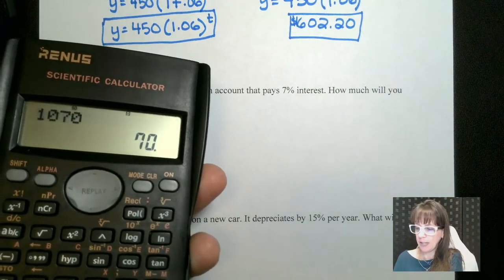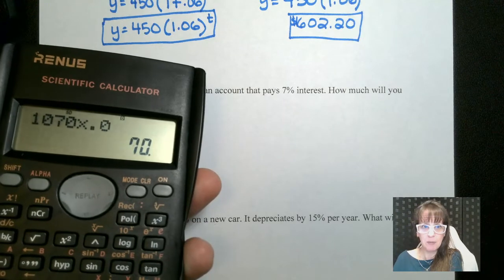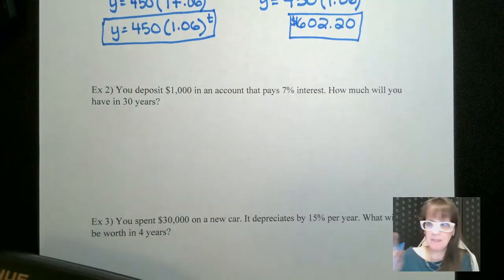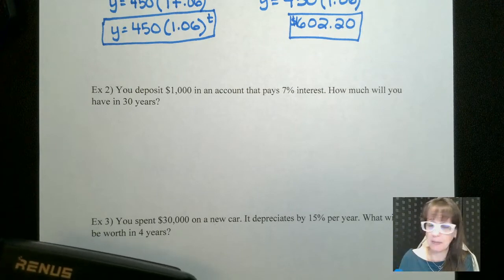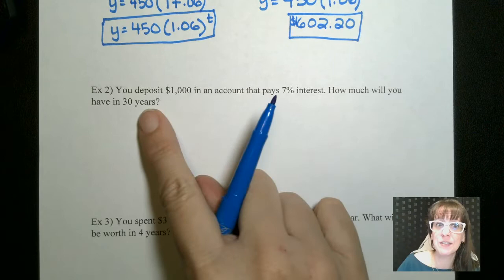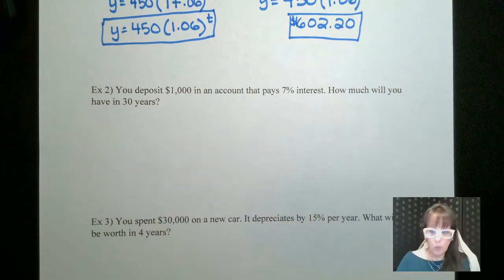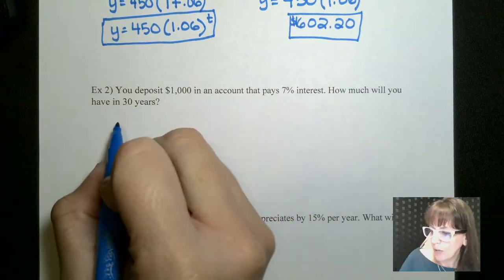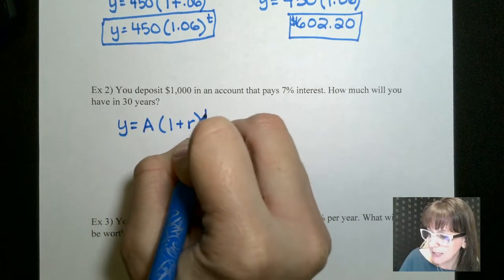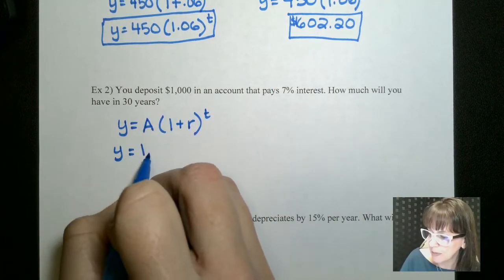$1,070 and you're earning 7% on top of that. And that gives you now you're getting $75 instead of, I get very excited about this, $75 instead of just $70. After 30 years, that compounds quite quickly. So let's talk about that. We have y equals the amount times 1 plus r to the t power, and our amount was $1,000.